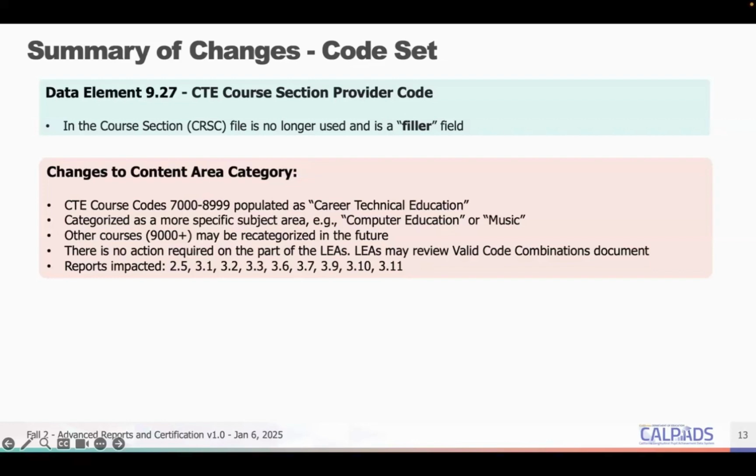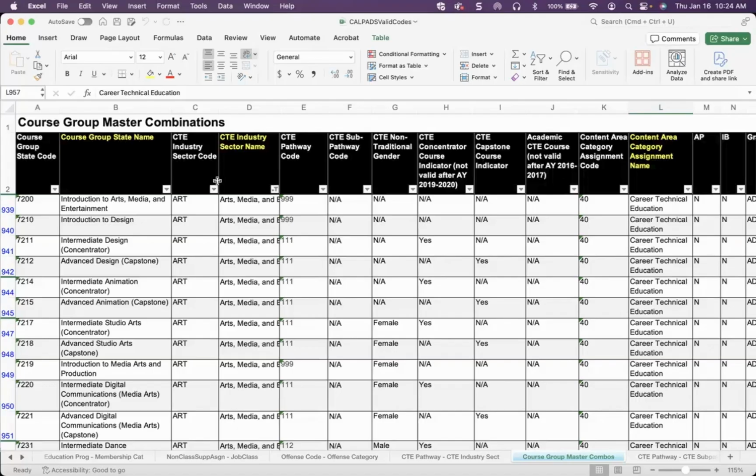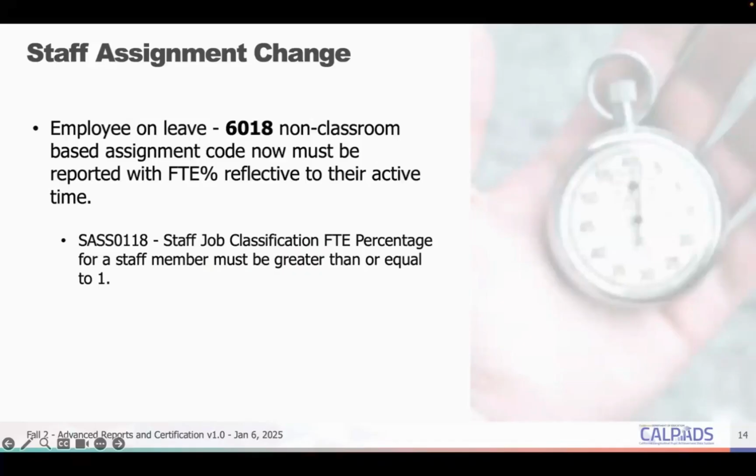So there will be reports that will be impacted by this change, obviously, and those reports are all given to you on this slide. But basically, courses will now show up in the very specific content areas on these reports instead of the CTE content area that they previously showed up under. So this is the valid code combinations document, and I'm in the course group master combos here. And this content area category assignment name, this column is what is going to show those various content areas that the codes will be mapped to, right? Right now, all of them are showing career technical education.